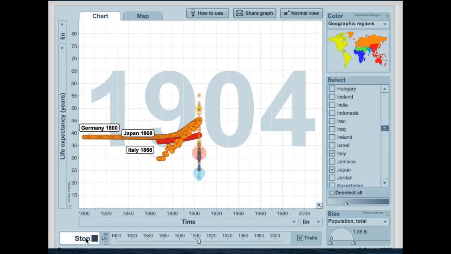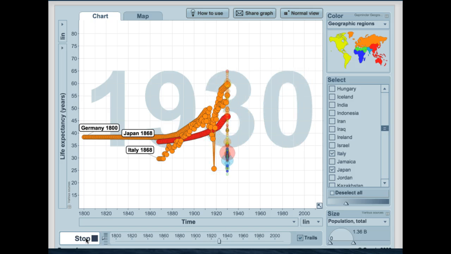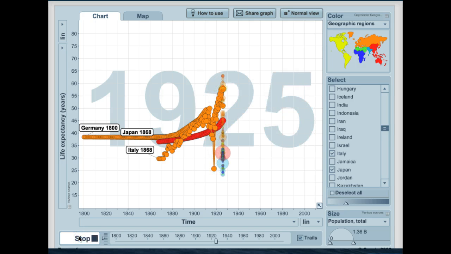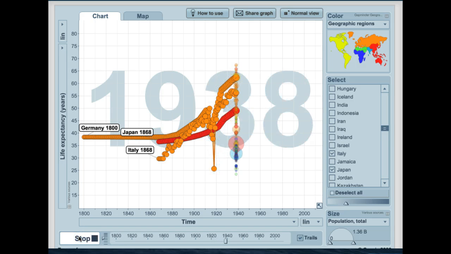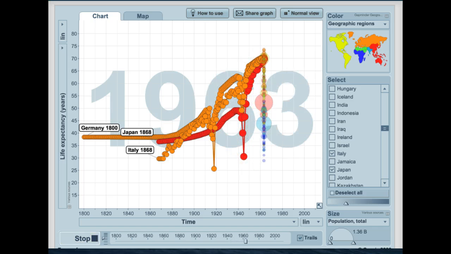During World War I, Germany was hit really hard during the 1910s. Their life expectancy dropped to 41. During World War II, Germany, Japan, and Italy were hit in the 1940s. The lowest life expectancy was 26 in Italy.